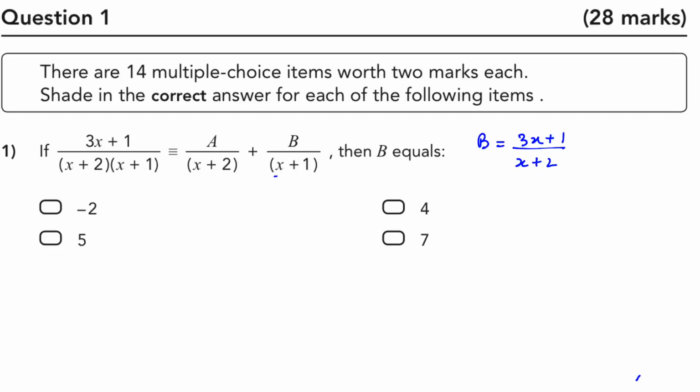How can this become 0? If x is equal to negative 1, it will become 0. We replace the x with negative 1 and we will get the answer, which is negative 2. Therefore, the answer is A.